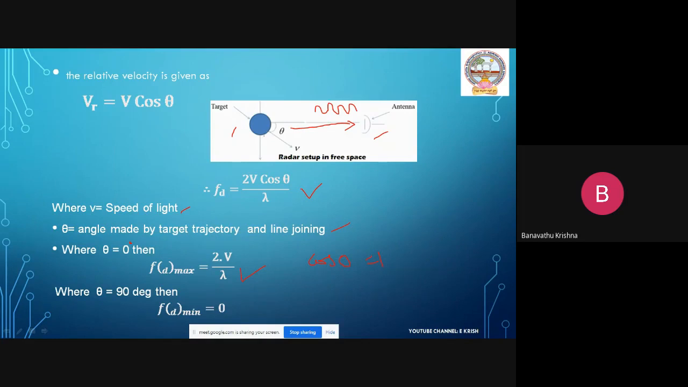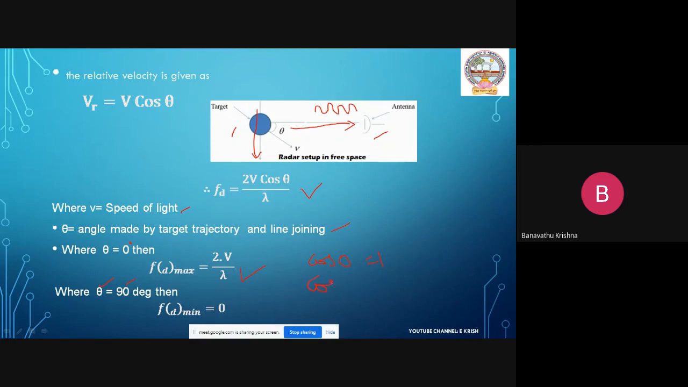Suppose the angle made is 90 degrees. Then the signal is going in this way, away from the receiving antenna. So here theta is 90 degrees, and no reflected or echo signals are received at the radar receiving antenna. Why? Because the signals have a 90 degrees phase shift. Then Fd is minimum, which is nothing but cos 90.